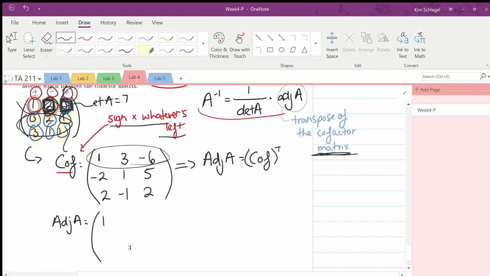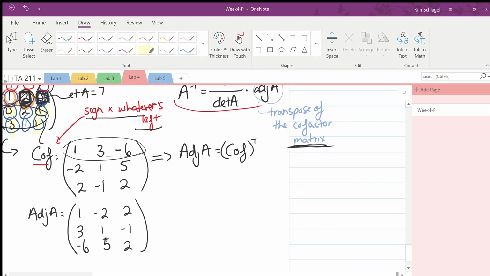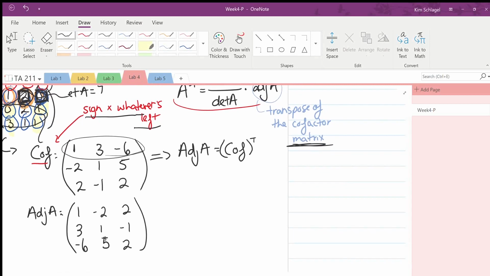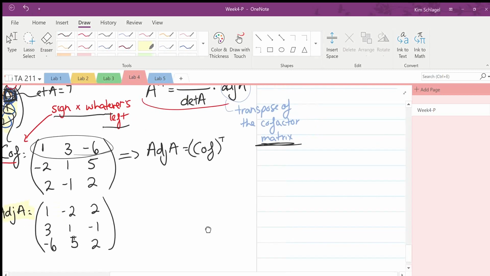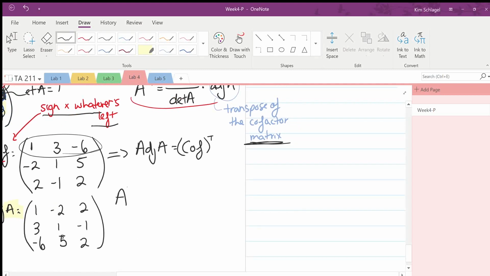So this becomes 1, 3, -6. This becomes -2, 1, 5. And then we have 2, -1, and 2. So this is our adjugate matrix. To find A inverse, all we have to do is plug it into the formula.